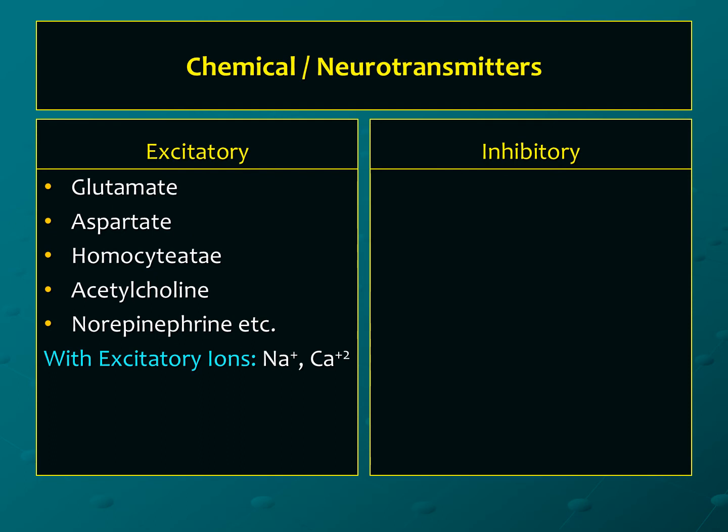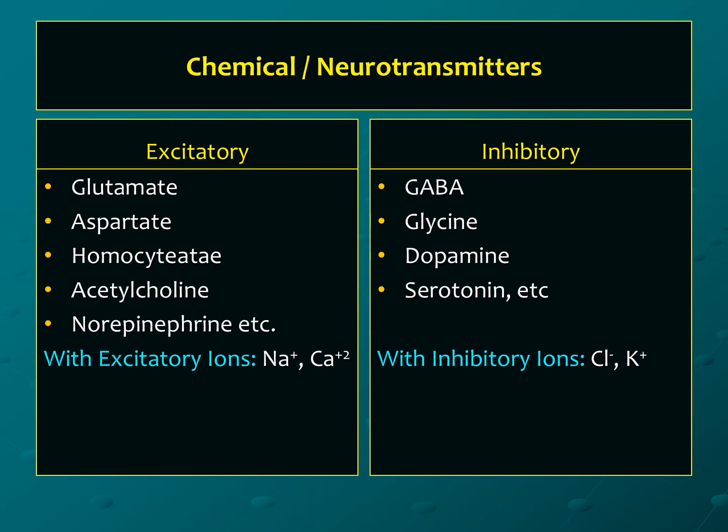Now let's have a brief outlook about the chemicals or neurotransmitters. They may be excitatory in nature or inhibitory. Excitatory, for example, glutamate, aspartate, homocysteine, acetylcholine, norepinephrine especially. Almost all these excitatory neurotransmitters perform their effects through excitatory ions. For example, they may be allowing more and more sodium and calcium influx. While the inhibitory chemicals and neurotransmitters may be GABA, glycine, dopamine, serotonin. They actually operate usually with the inhibitory ions, for example, chloride or potassium. So they will be opening the channels for these ions and producing inhibitory effects.